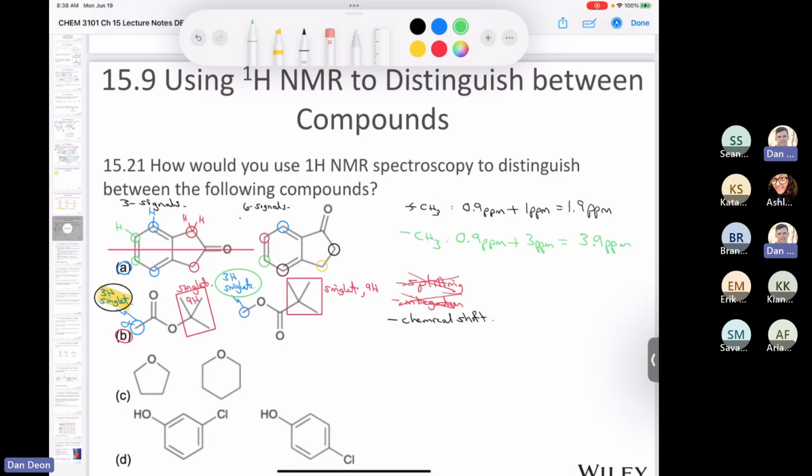And so the way that you differentiate between them is that in the compound on the left, you get a singlet that integrates for 3 protons at 1.9 parts per million. And in the compound on the right, you get a singlet that integrates for 3 protons at 3.9 parts per million. And that is how you differentiate between these two compounds, is using chemical shift. Everybody with me on that?